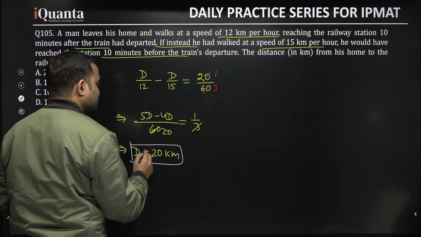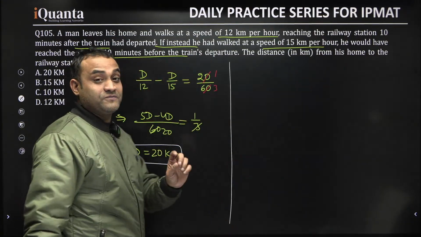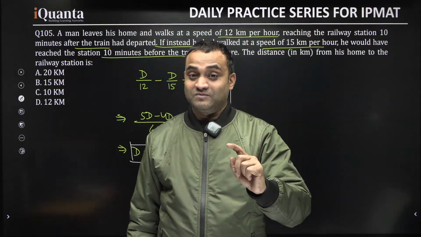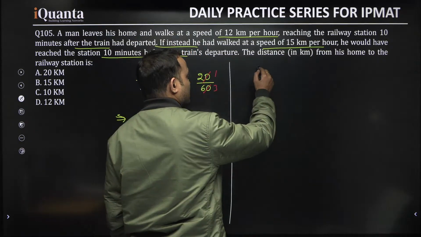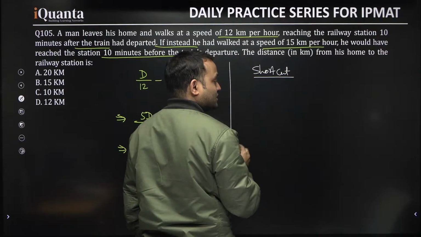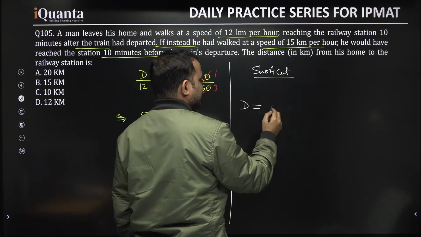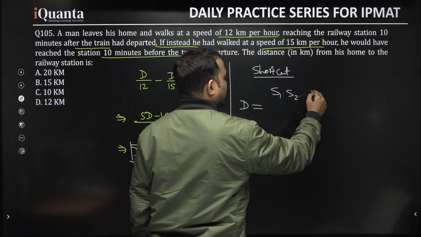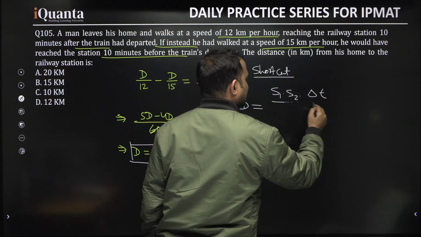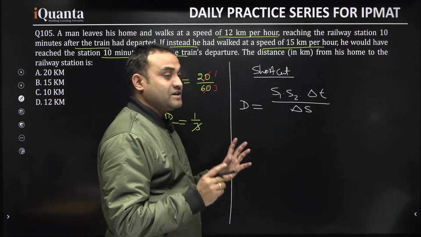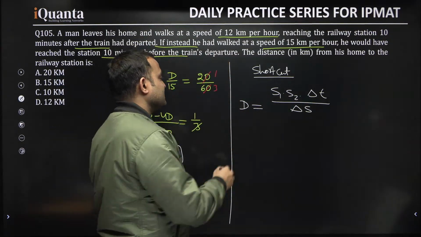Now to solve this type of question, where two different speeds are given and the difference in their times is given, you can directly use this shortcut formula, and it is a very useful formula: the distance d is equal to s1 into s2 into delta t upon delta s. Delta s is basically the difference between the speeds. This you can use.